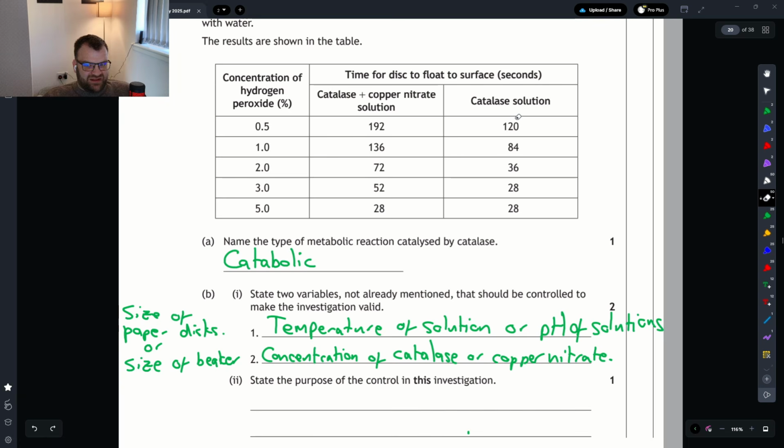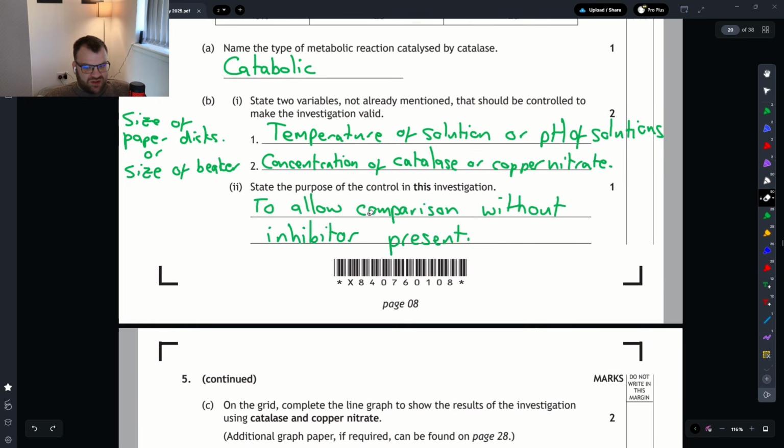If you hadn't had catalase, we couldn't say what effect they have. So we can see that the copper nitrate is making it take longer in all but the last case. Without that, maybe that's just what it should have been. We wouldn't know for certain. So it allows you to compare without the inhibitor present. So it gives you a baseline level you can use.